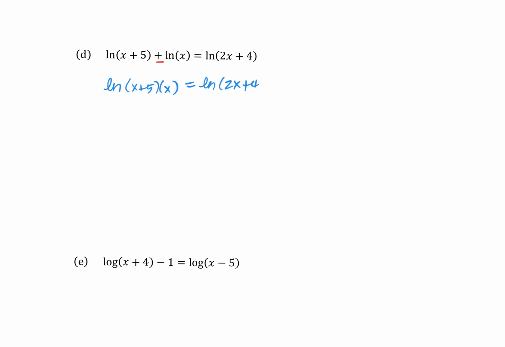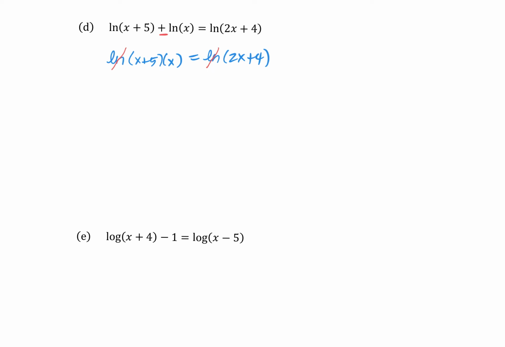So now that I have used property 5 to write this as natural log of x plus 5 times x equal to natural log of 2x plus 4, I have 1 natural log equal to 1 natural log. It must be true that the arguments are equal. On the left, I'm going to distribute that x to write this as x squared plus 5x. And that's going to be equal to 2x plus 4.